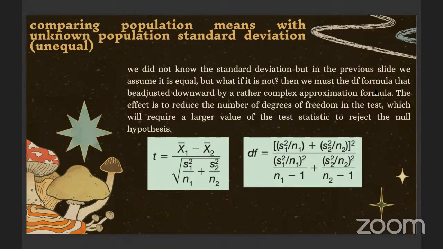And for the first formula, the t-test statistic is the mean of x1 minus the mean of x2 divided by the square root of standard deviation 1 squared divided by n1 plus standard deviation 2 squared divided by n2. And for the degrees of freedom, we can see here, it is quite complex, but it will be easier to use.